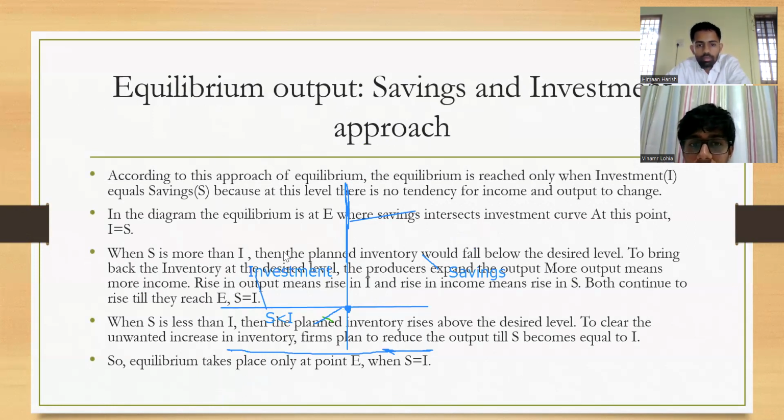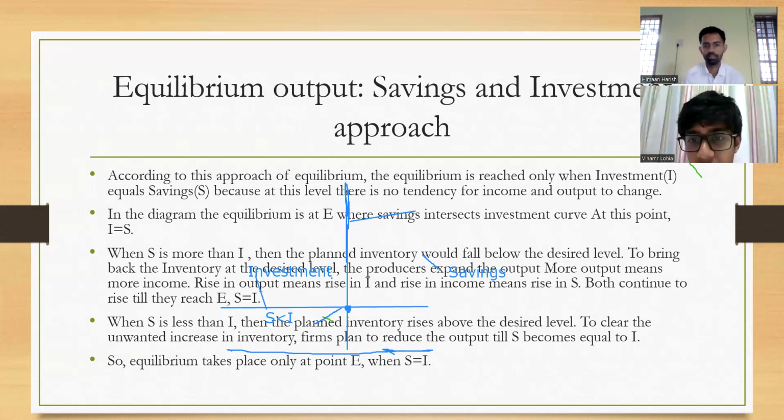So can we read this explanation again to understand clearly? According to this approach, equilibrium is reached only when investment equals saving, because at this level there is no tendency for income and output to change. In the diagram, the equilibrium is at E, where the savings curve intersects the investment curve. At this point, I is equal to S.